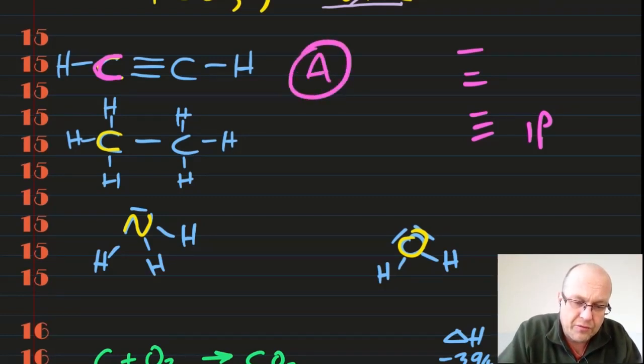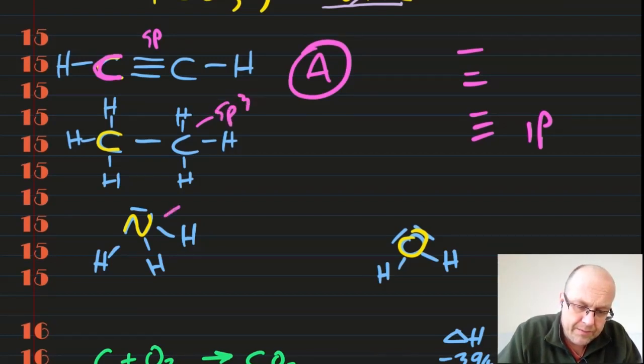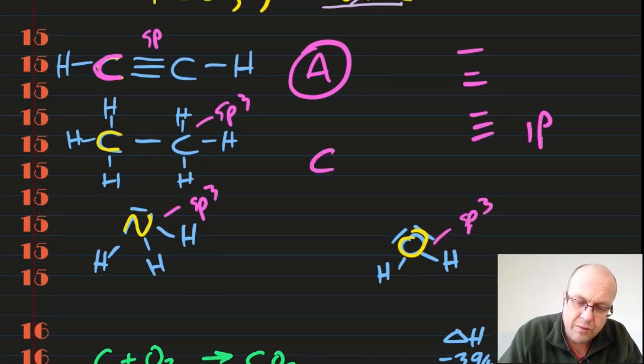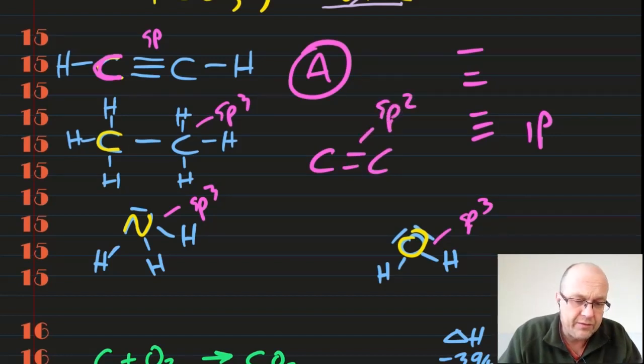Anything with a carbon-carbon triple bond is SP. Single bonds are going to be SP3. SP3, and well, that's SP3 as well. SP2 would be like a carbon-carbon double bond. So the answer is 15A.